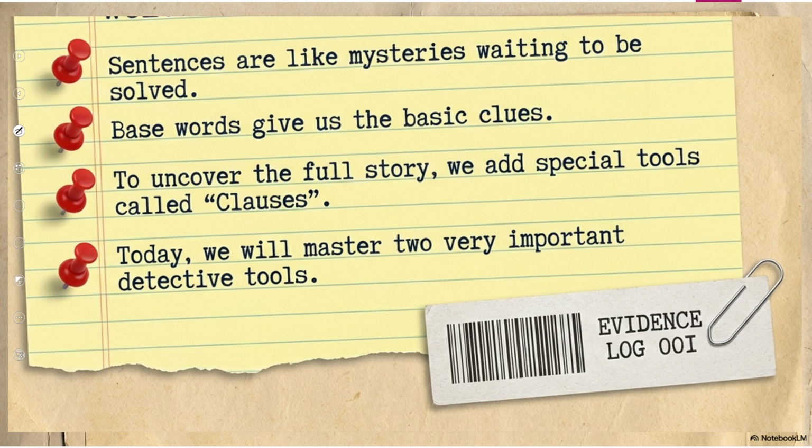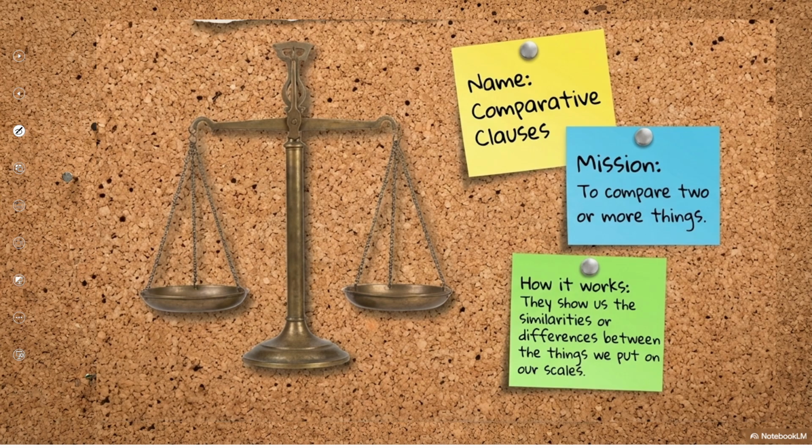Sentences are like mysteries waiting to be solved because a sentence carries a message. Base words give us the basic clues from which we understand the message. To uncover the full story, we add special tools called clauses. Today, we will master two very important detective tools, or types of clauses. Let's see. First, we have the comparative clause.